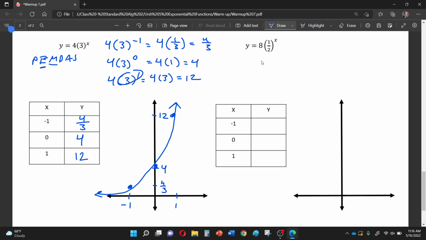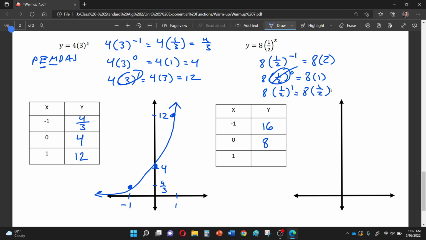We would do 8 times 1/2 to the negative 1, 8 times 1/2 to the 0, 8 times 1/2 to the 1. And again, anything to the negative 1 means take the reciprocal, so this is going to become 8 times 2, which equals 16. And anything to the 0 power is 1. So this whole thing just becomes 1, and that becomes 8. And then anything to the first power is itself. And 8 times 1/2 is 4.